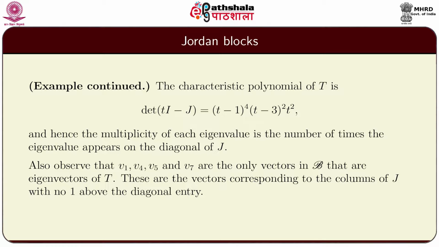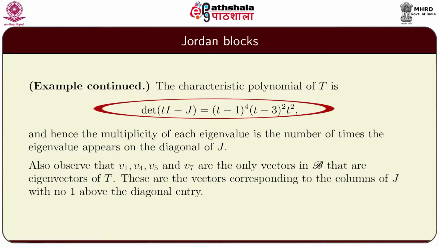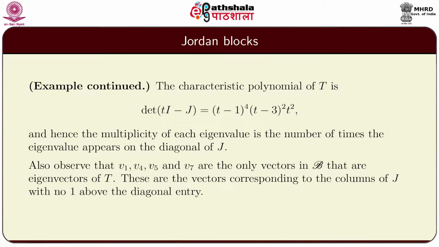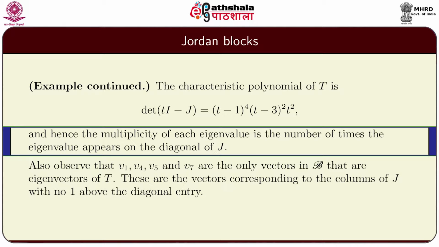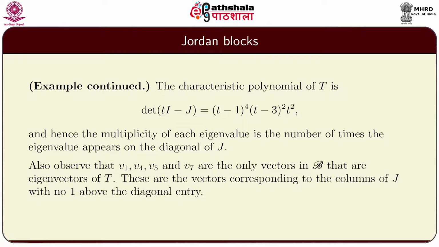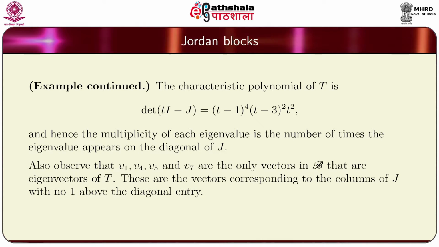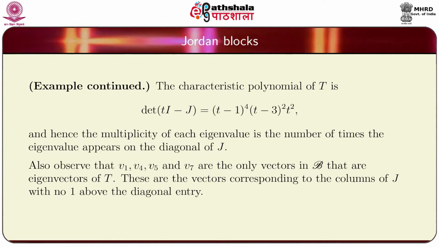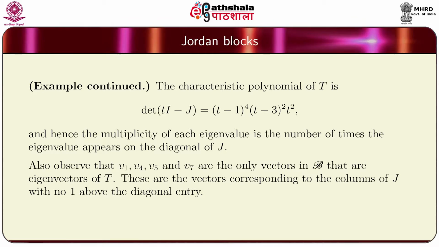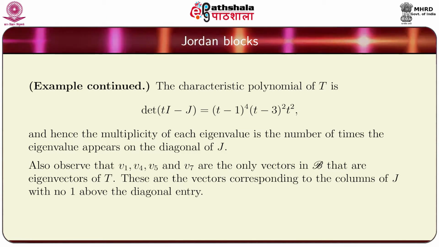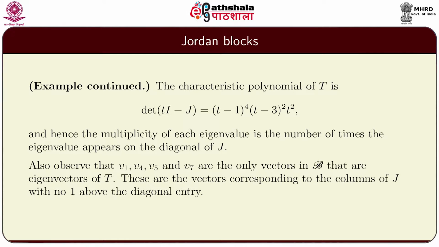Then it is clear that the characteristic polynomial of T is determinant of J minus t I, and that is t minus 1 whole raised to 4, t minus 3 whole raised to 2, and t square, and hence the multiplicity of each eigenvalue is the number of times the eigenvalue appears on the diagonal of J. Also observe that V1, V4, V5 and V7 are the only vectors in this basis B that are eigenvectors of T. That is also clear from that Jordan canonical form, and these are the vectors corresponding to the columns of J with number 1 above the diagonal entry.